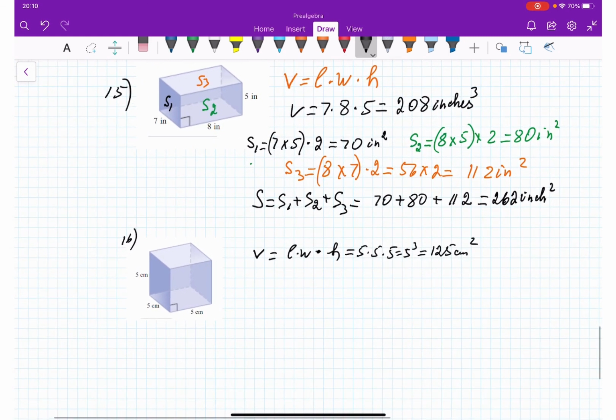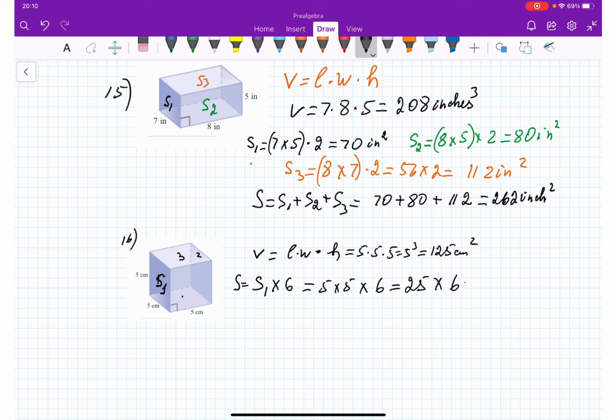Okay, and the surface area, how many do we have total surface? 1, this inside is 2, this is 3, 4, 5, 6. 6 of them. So it's going to be the area S1, let's say, S is equal S1 times 6. S1 is equal 5 times 5 and then times 6. So 25 times 6 is going to be 150 centimeters squared.